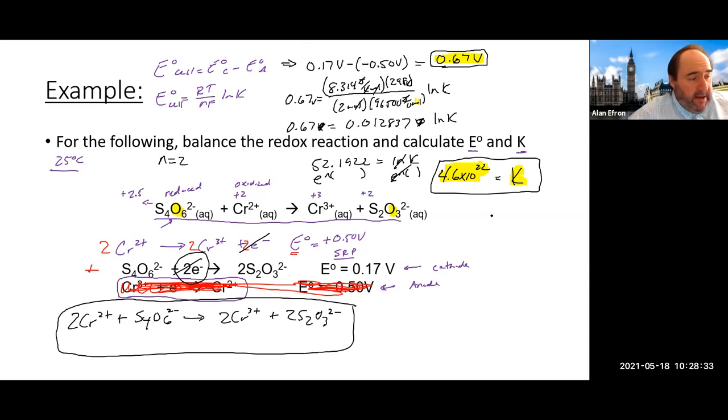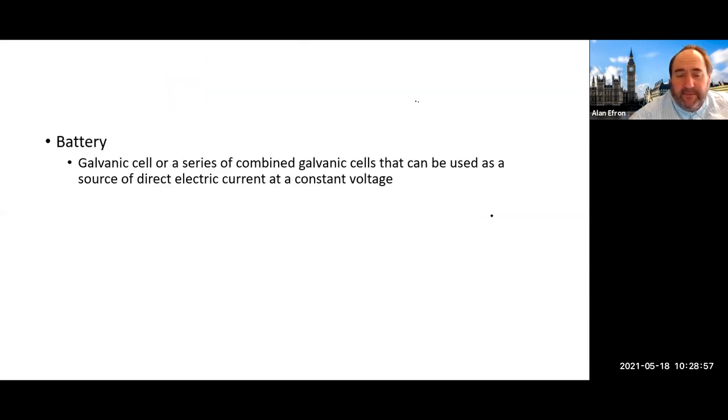Okay, so the next thing we're going to talk about is batteries. You're not going to be responsible for any type of half reactions or anything like that. You just need to know the similarities to batteries and maybe some of the differences between a battery and a traditional galvanic cell that you would build in a laboratory. So let's start talking about batteries. Batteries are really a galvanic cell, or sometimes a series of galvanic cells, that can be used as a direct source of electrical current and a constant voltage.